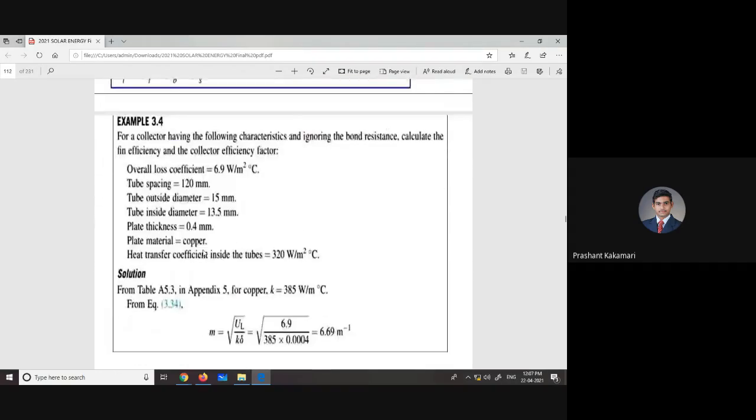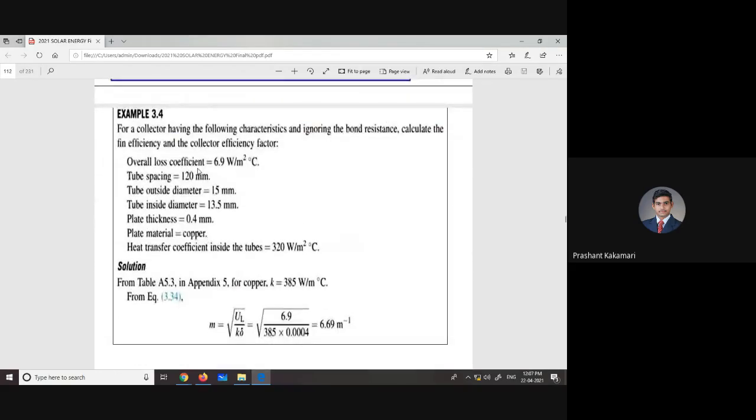Next problem is, for a collector having the following characteristics: overall loss coefficient given in the problem is 6.9 watt per meter square degree centigrade. Tube spacing, so the distance between the tubes given is 120 mm. So one tube to other tube distance is 120 mm, that is tube spacing.